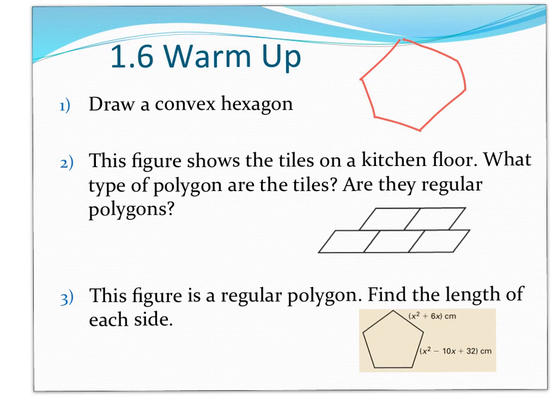Number 2 says this figure shows the tiles on a kitchen floor. What type of polygon of tiles are they? Regular polygons. So what do we think those shapes are? Quadrilaterals. Do they appear as though their sides are congruent? No. Do they appear as though their angles are congruent? No. So these are not regular.